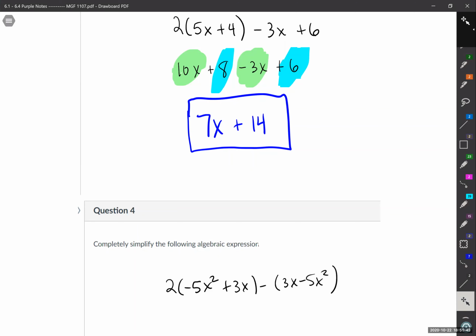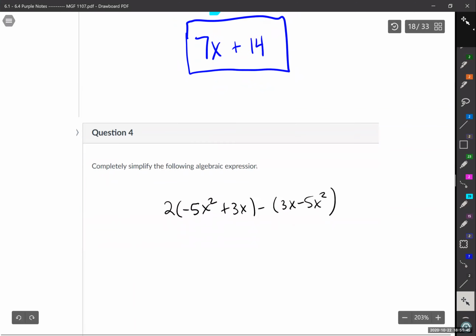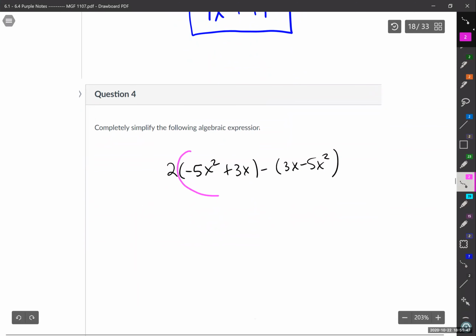Now, as we're looking here, we would like to get to this term and this term. But currently they're out of our reach because they're actually not what they look like. This is not just negative 5x squared plus 3x, because really we have to multiply it by 2 to see its true form. Same way with here, really we have to distribute the minus throughout. So we're going to do both of those.